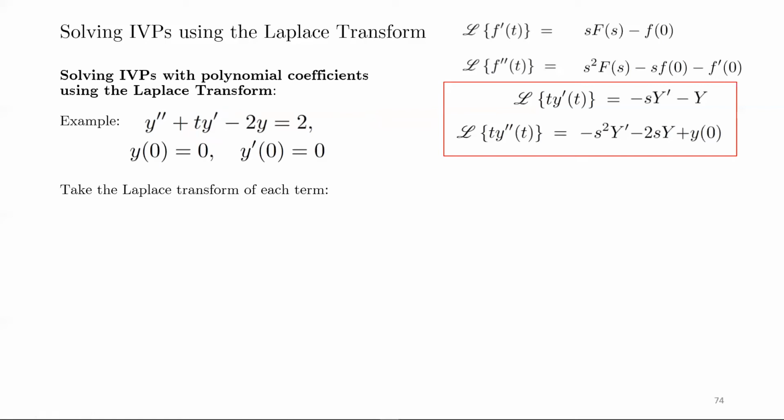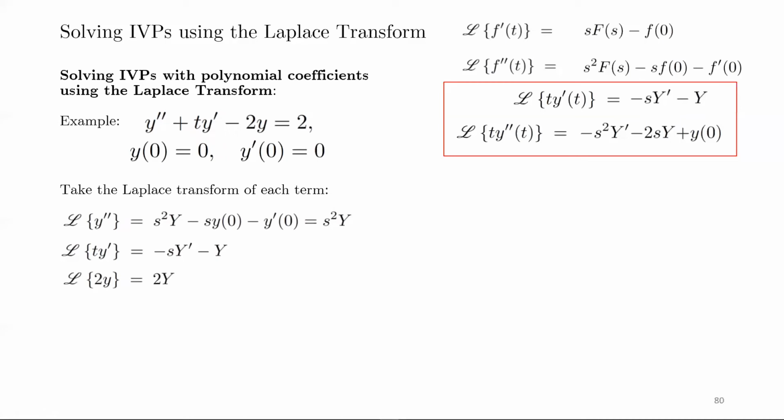To solve this, we're going to use the Laplace transform method and take the Laplace transform of each term. So the Laplace transform of y double prime is equal to s squared times Y. These two initial conditions are both 0, so we just get s squared times Y. The Laplace transform of t times y prime, well, we just learned that that was equal to negative s times Y prime of s minus Y of s. We take the Laplace transform of 2y, we just get 2 times Y of s. And if we take the Laplace transform of 2, we just get 2 over s.